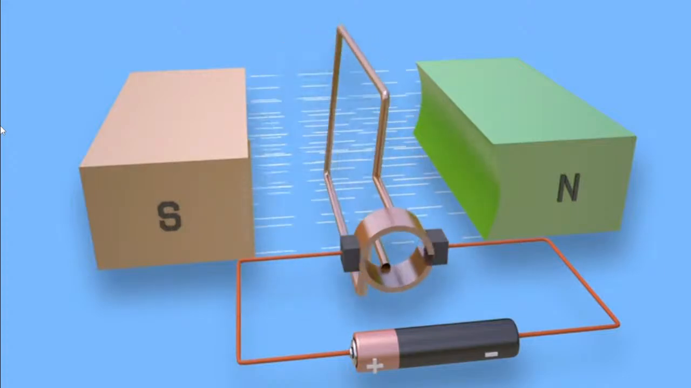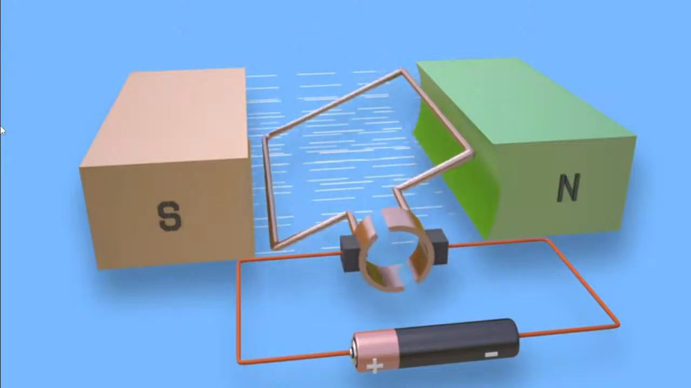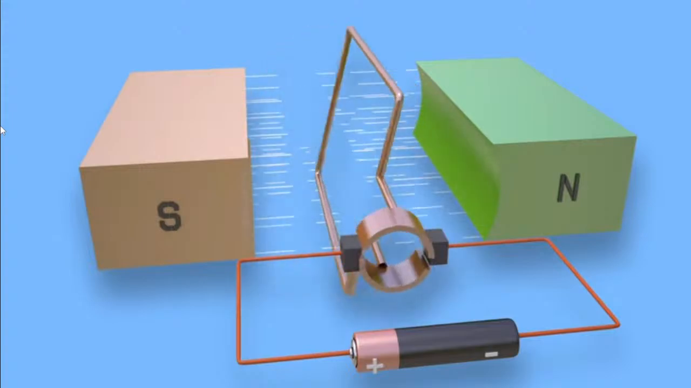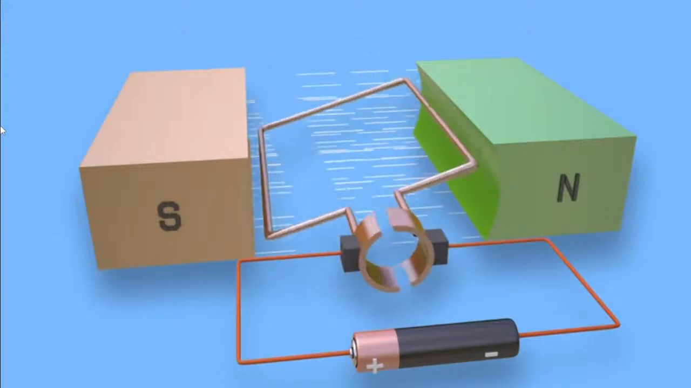Instead of a single turn, in a DC motor we have many turns in a major coil. And instead of two poles, there are a number of poles installed.